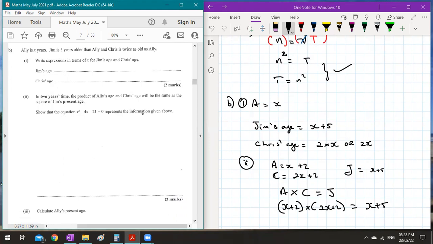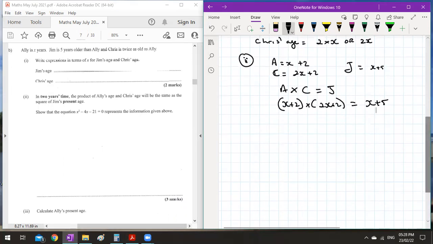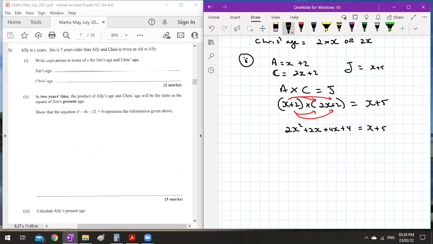So basically what you have to do now is remove the brackets here. To remove the brackets, we know we're multiplying. So x would multiply by both terms, and 2 would multiply by both terms. So x by 2x is 2x squared. x by positive 2 is positive 2x. Positive 2 by 2x is positive 4x. And positive 2 by 2 is positive 4. Remember, we have the right-hand side, which is equal to x plus 5.